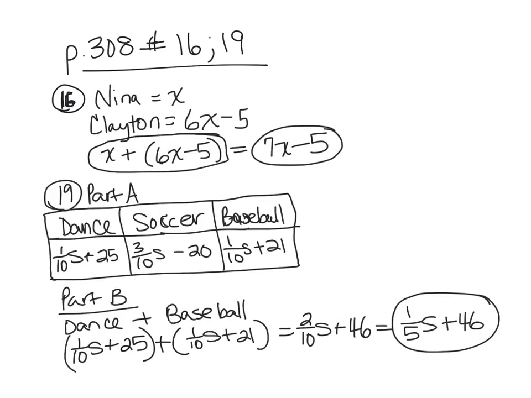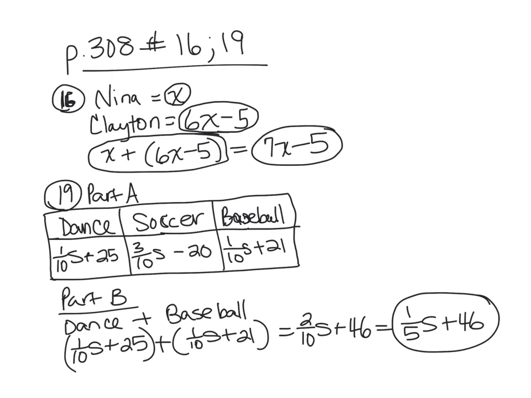All right, go ahead and take a look at number 16. Number 16 reads, Nina has x coins, so that's the x right here. And then it says Clayton has 5 fewer than 6 times the number of coins that Nina has. So we're going to take 5 away, that's the 5 fewer, then 6 times Nina's coins. So 6 times x is Clayton's coins, and then take away 5 means 5 fewer. And then when you add these two expressions together to find out the total number of coins they both have, you have x plus 6x minus 5, which means you have a total of 7 x's and then minus 5 coins.